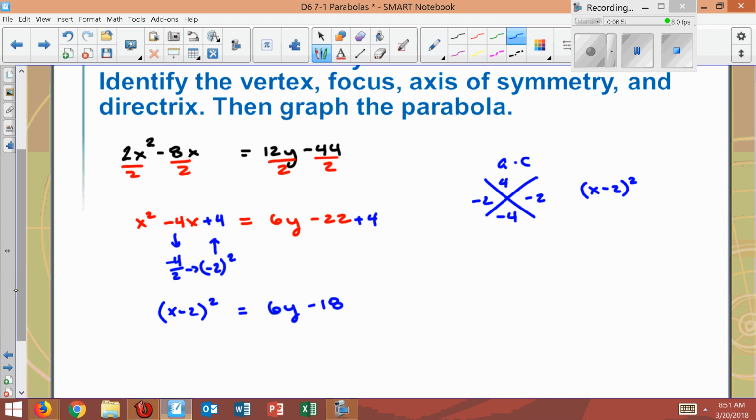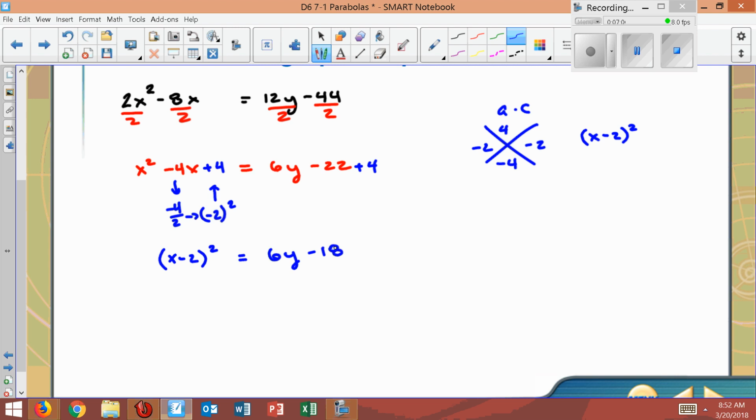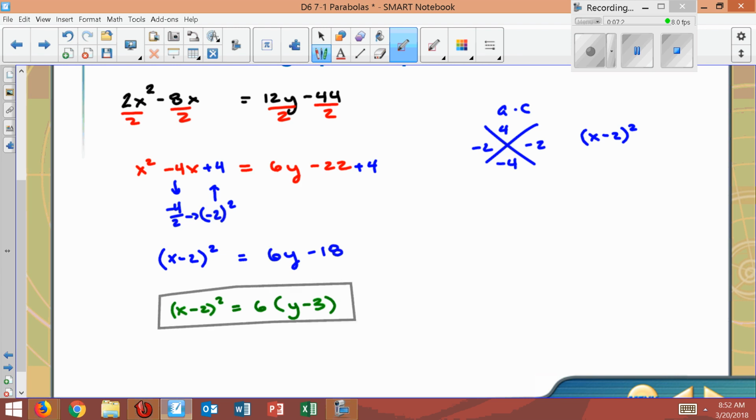Now, I'm not done this time. Last time I said I was done. I circled it up, but it was because I did not have a coefficient here. If you have a coefficient, you need to factor that out. And so this is how we get our last parenthesis: I factor out that 6, I'd have y, this is kind of like reverse distribution. Negative 18 divided by 6 would be negative 3. This would be my equation right here.